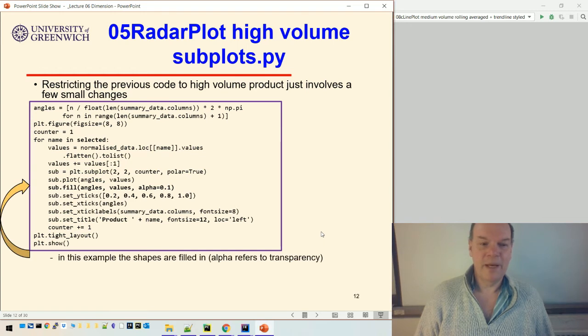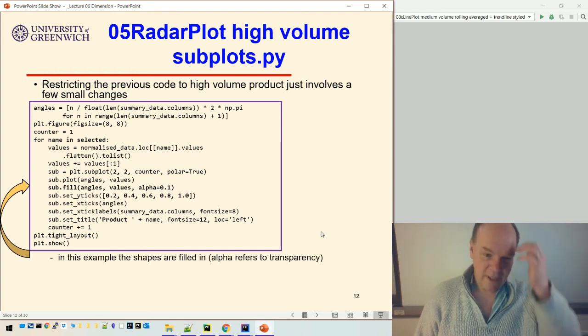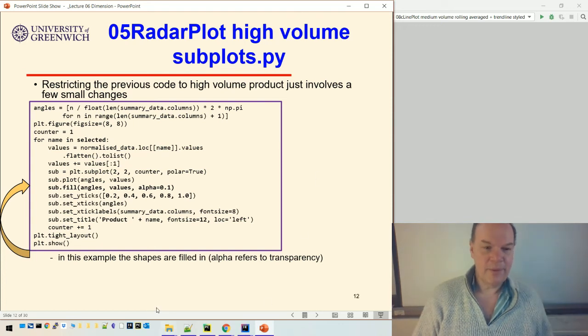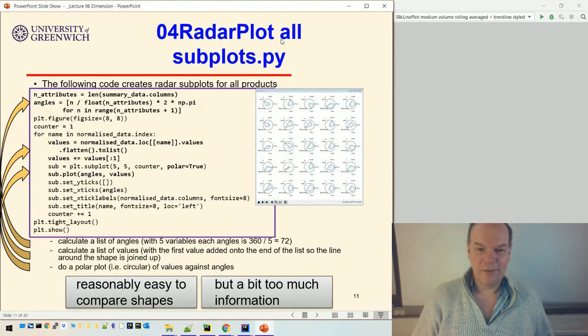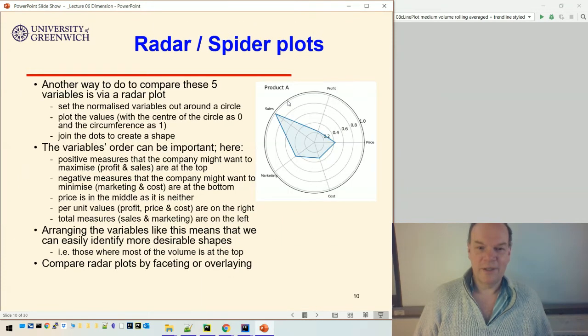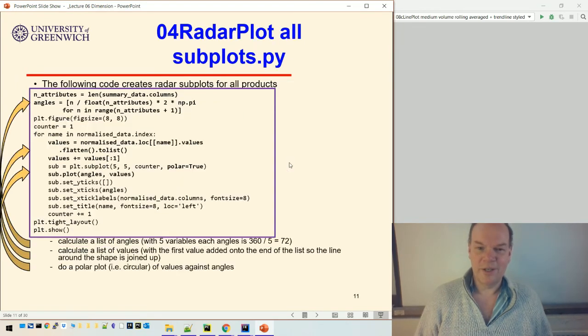Okay, so if we want to restrict that to just high volume products, then there's actually very few changes we need to make. In this one, what I've done is I'm filling in the shapes, so I can use sub.fill to fill in the shapes, but I want them to be transparent. I don't want them to be completely filled in entirely. So I'm going to use alpha is 0.1. Alpha is used to refer to transparency. Also, in this one, I can't really put the tick marks on. So that's the inner circles, like we saw on the first chart. So there you can see these 0.2, 0.4, those are the tick marks. I can't put them on this chart, it's just too tiny.